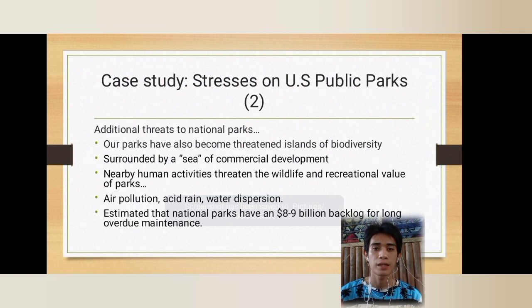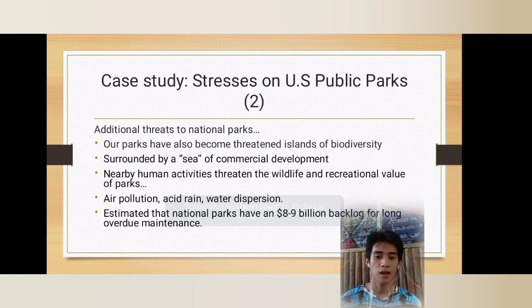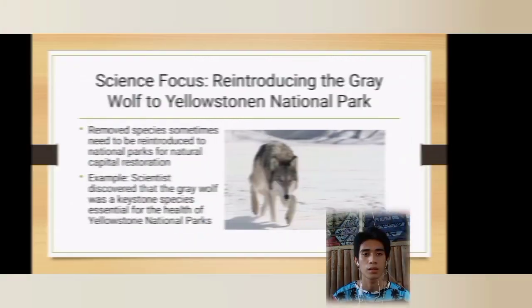Case study: stresses on U.S. public parks, part 2: additional threats to national parks. Our parks have also become threatened islands of biodiversity, surrounded by a sea of commercial development. Nearby human activity threatens the wildlife and recreational value of parks: air pollution, acid rain, water diversion. It is estimated that national parks have an $8 to $9 billion backlog for long overdue maintenance.